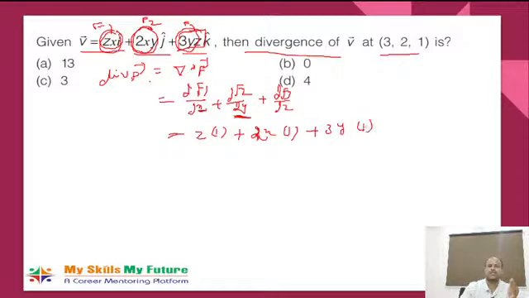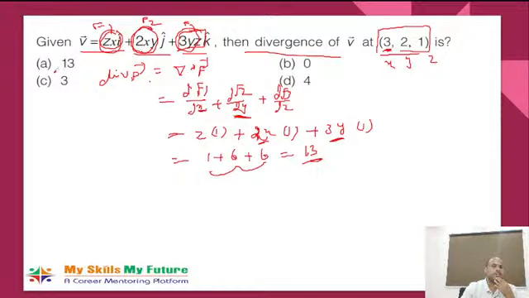Now asking at the point 3, 2, 1 means x value 3, y value 2, z value 1. Replace z here, z value I will take 1, plus 2 into x, x value is 3, 2 times 3 is 6, I will write 6 here. Plus 3y. What is y? 2. Again 3 times 2 is 6. 6 plus 6 is 12. 12 plus 1 is 13. So the answer is 13. From the options, the right option is option A. Okay. Now we move to another problem.